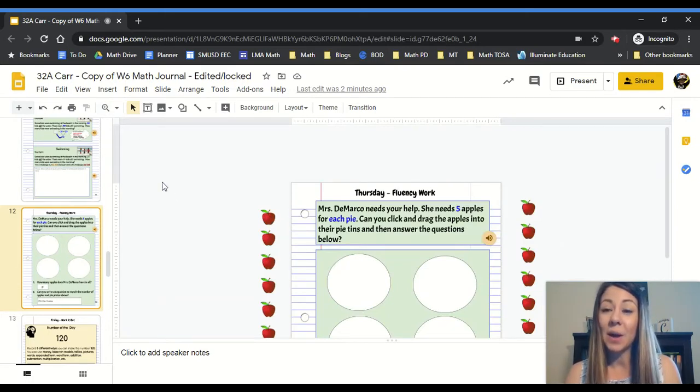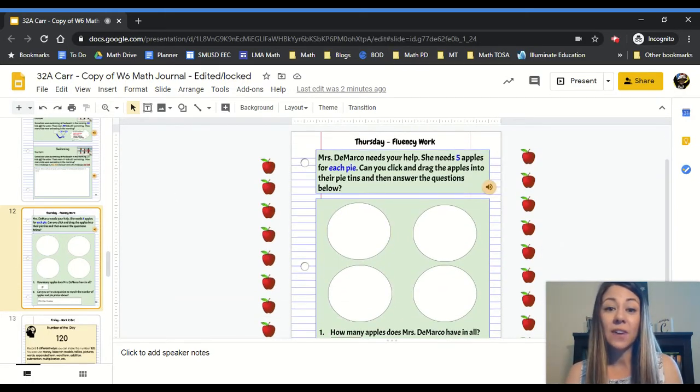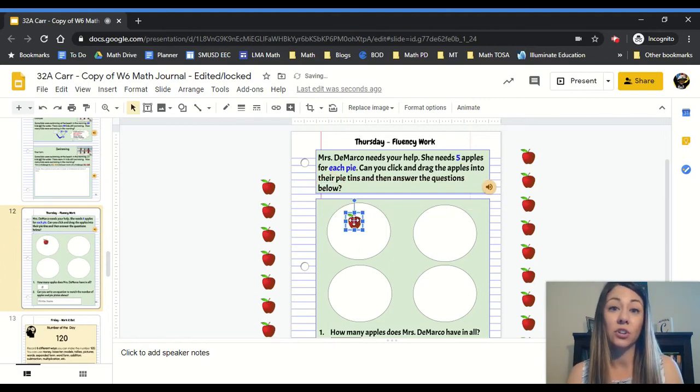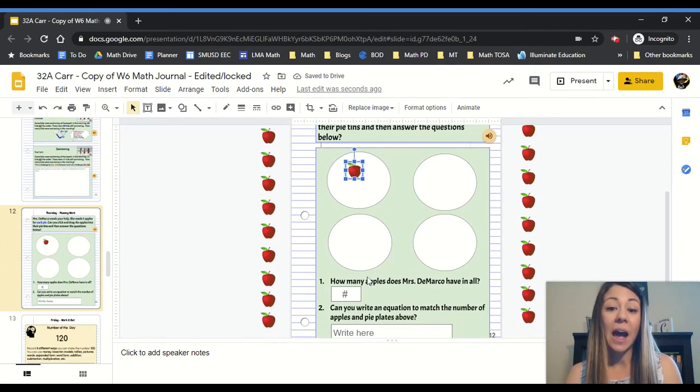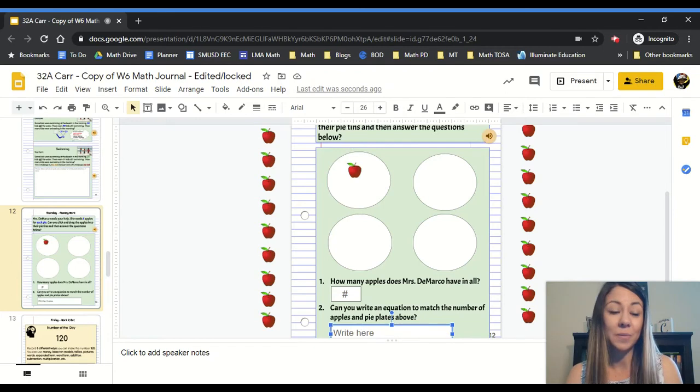Your job is to help Mrs. DeMarco. She needs 5 apples for each pie. So do you see these apples on the outside of the piece of paper? You're going to drag those into your page of the journal to help her figure out how many apples Mrs. DeMarco has in all. And then you're going to write or type an equation down below.